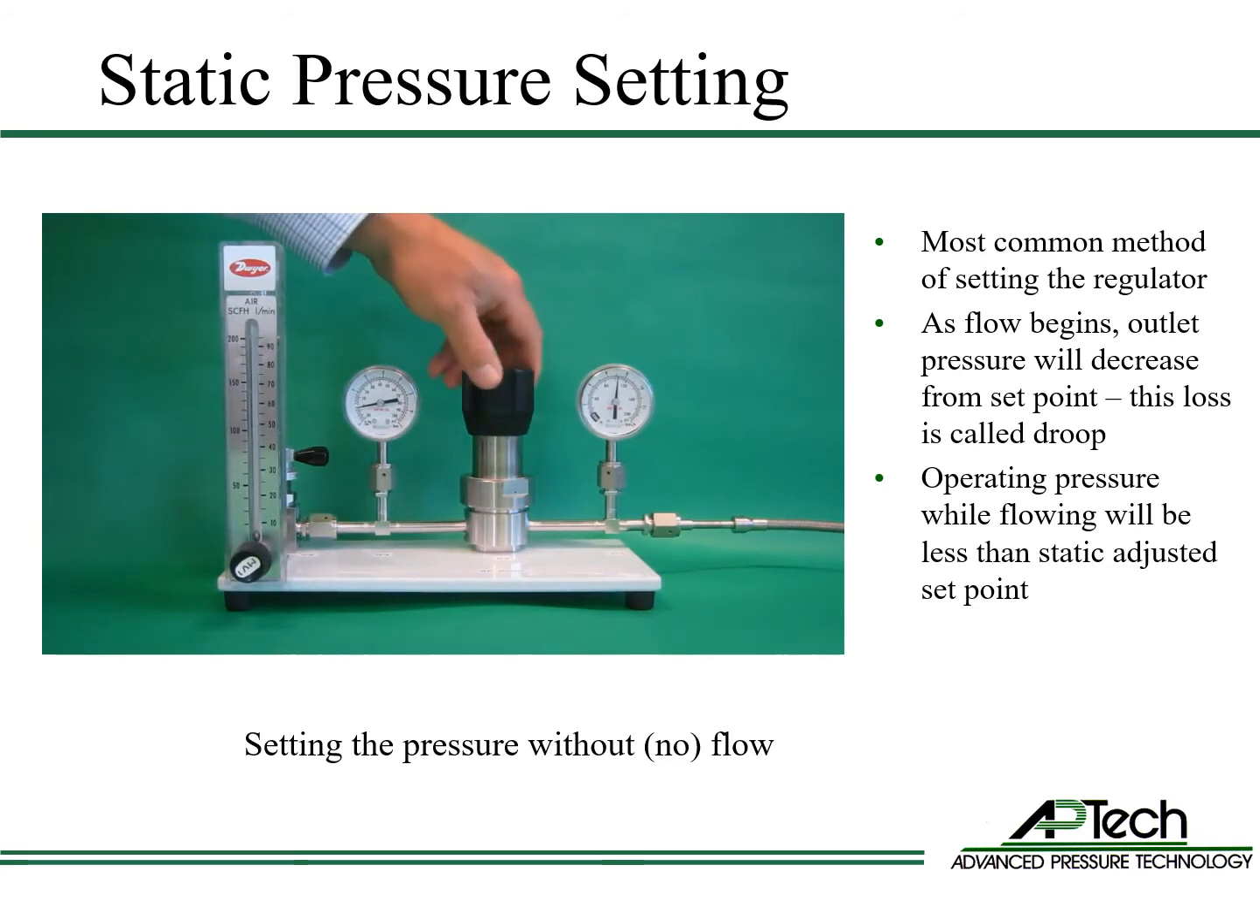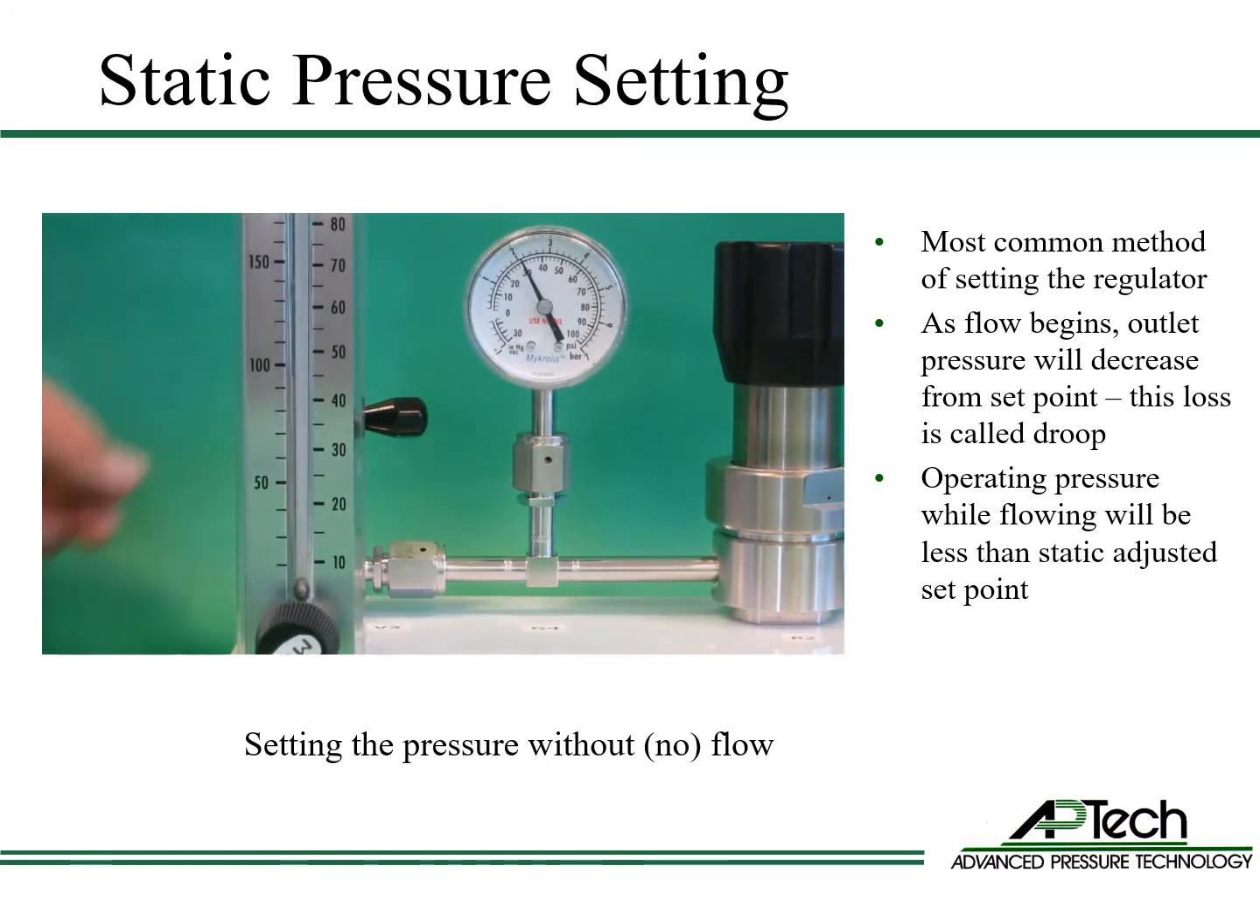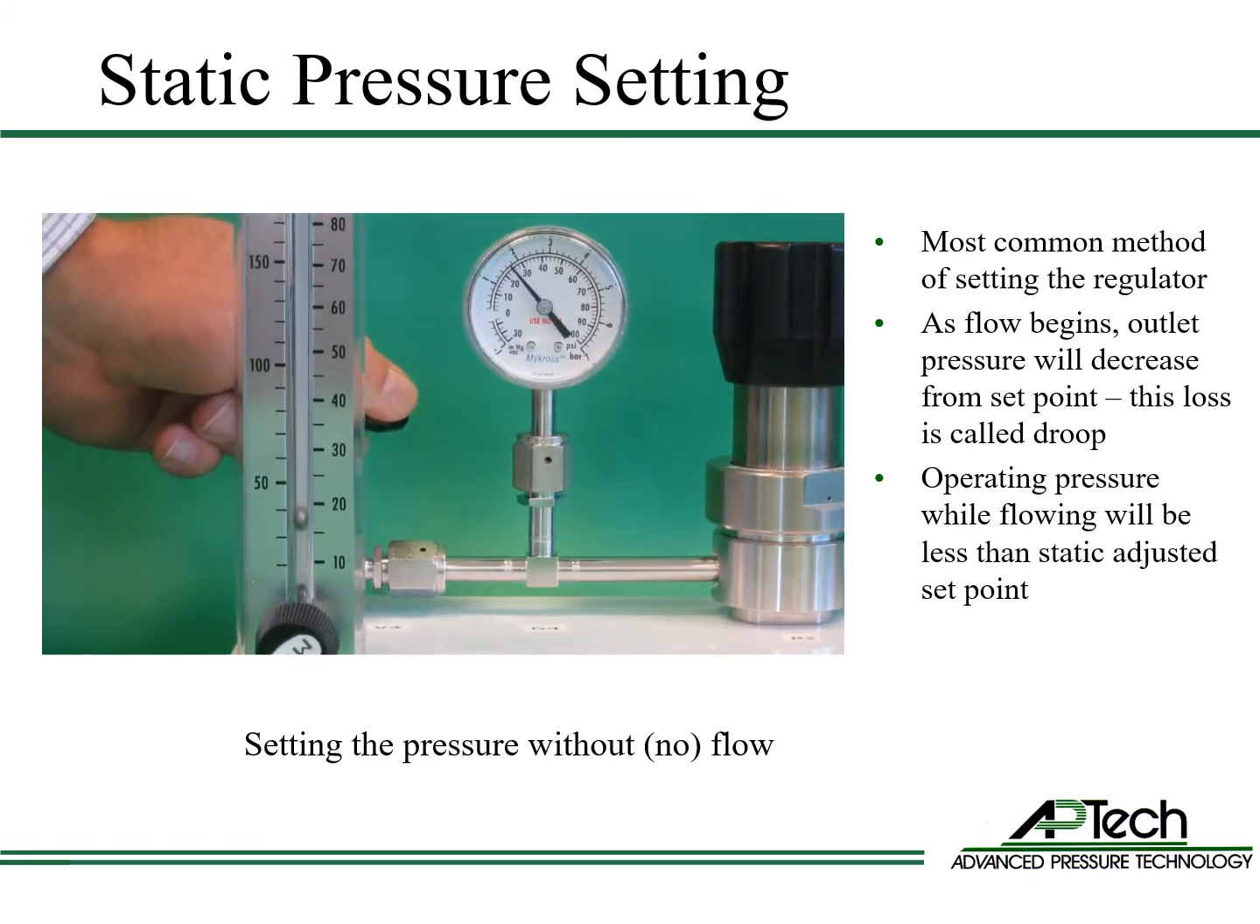Now we'll demonstrate 2 methods to set the outlet pressure. The most common method is static pressure setting. This means setting the pressure regulator with no flow. As flow begins, outlet pressure drops compared to the set point. This is due to droop. When flow stops, the outlet pressure will rise slightly above set point due to creep or lockup. This is normal and will be explained in detail in later training.